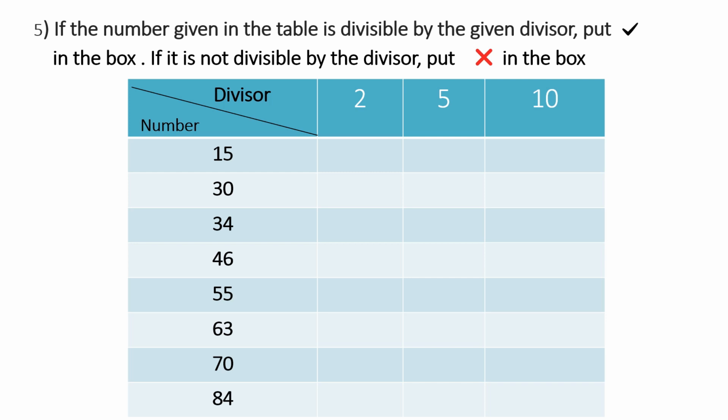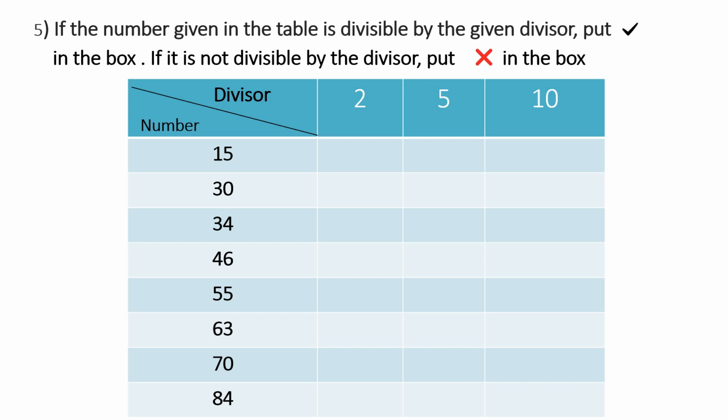Fifth sum, if the number given in the table is divisible by the given divisor, put right in the box. If it is not divisible by the divisor, put wrong in the box. Now see here, the numbers are given to you all. Divisors are given. You have to check. Now according to the test of divisibility by 2, by 5 and 10, you have to do the sum.